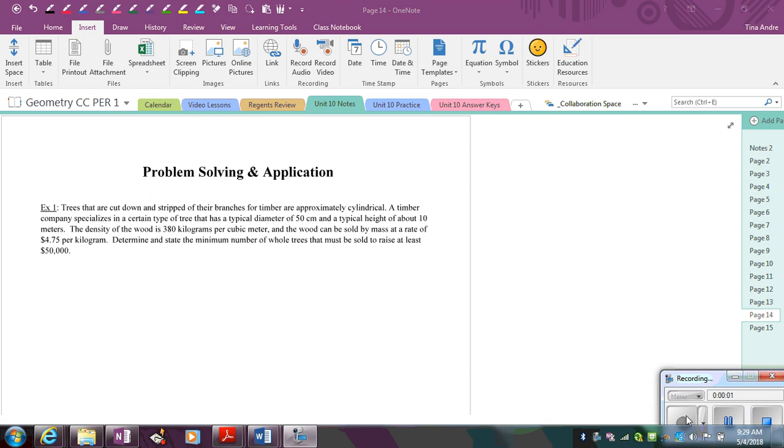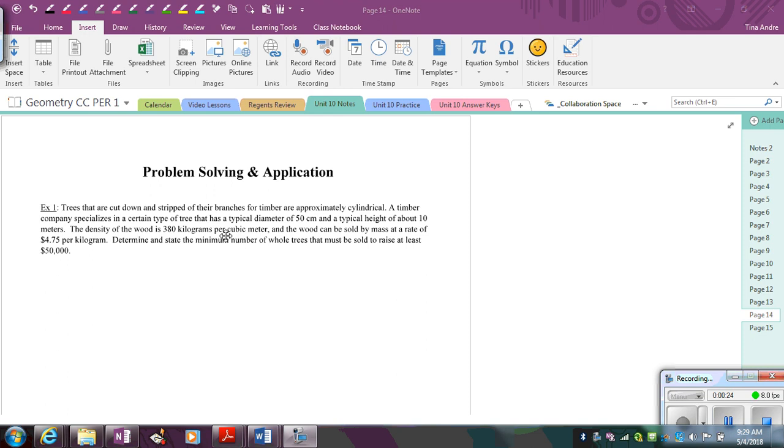In this lesson, we're going to look at a typical application problem dealing with density and volume. For this scenario, we're looking at trees that are cut down and stripped of their branches for timber, and we're going to approximate them to be cylinders. A timber company specializes in a certain type of tree that has a typical diameter of 50 centimeters and a typical height of 10 meters.